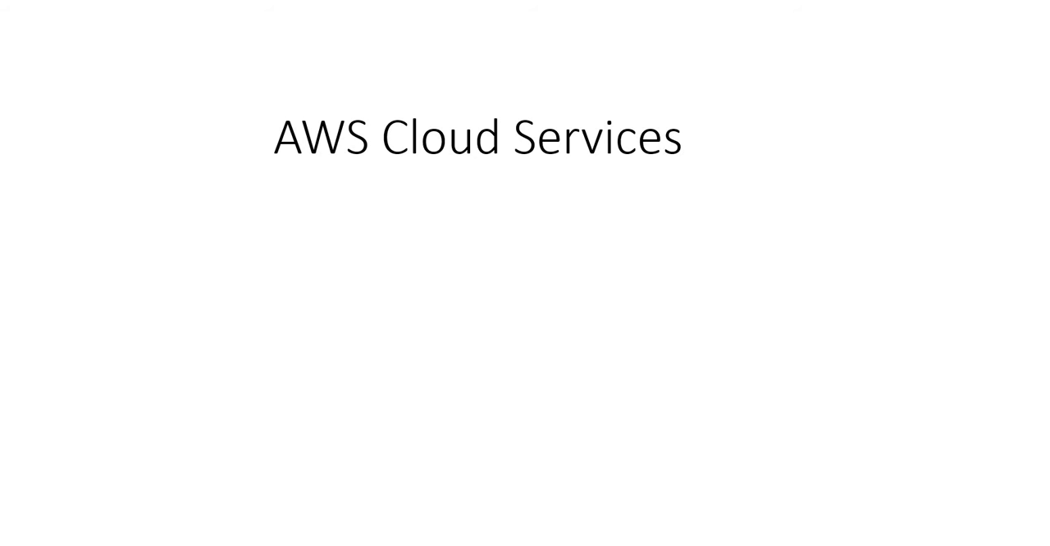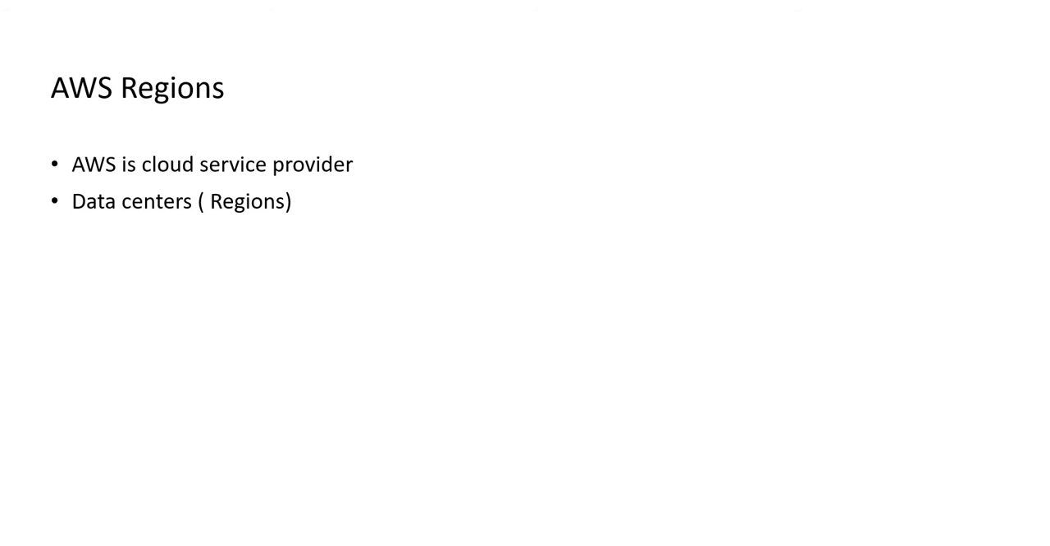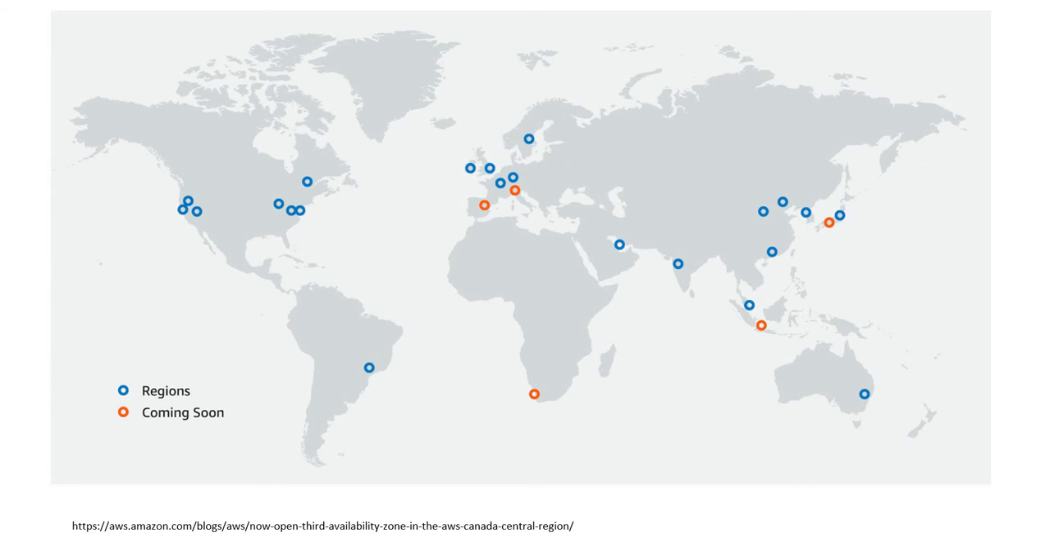AWS is one of many cloud service providers. AWS has many data centers all over the world. Technically, they're known as regions. In this image, you can see multiple blue markers on this map. Those are existing regions, and the red marker shows coming soon regions.